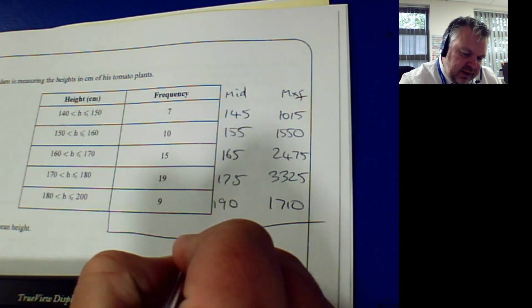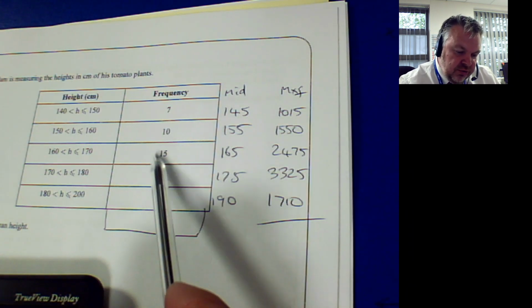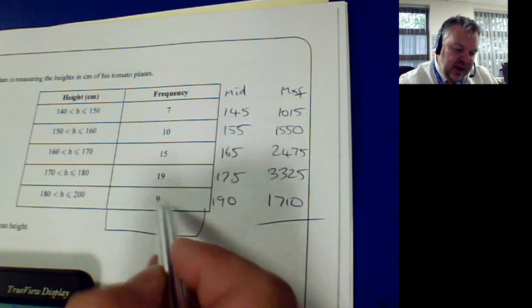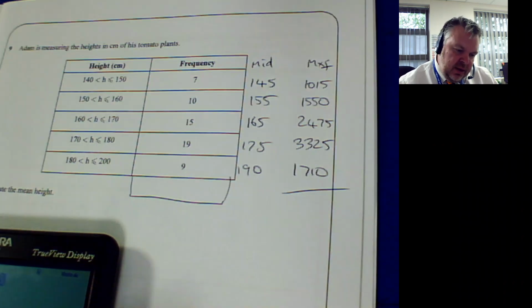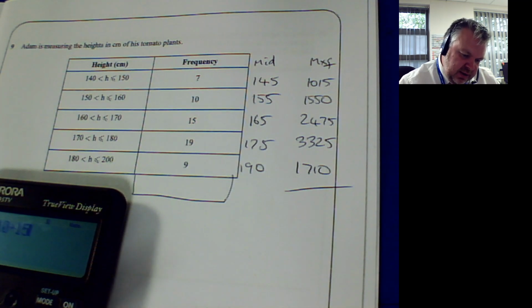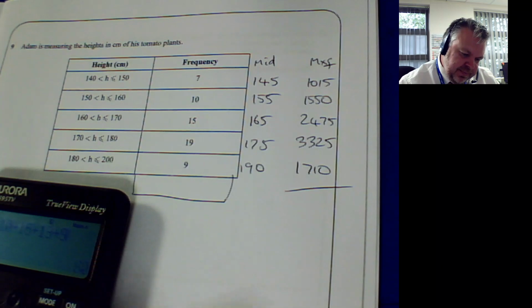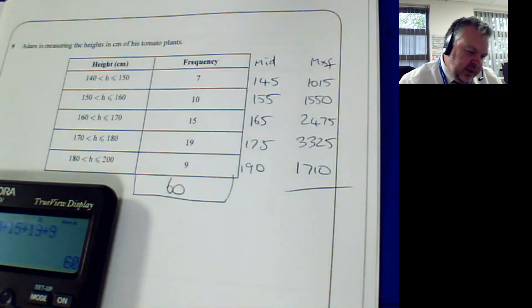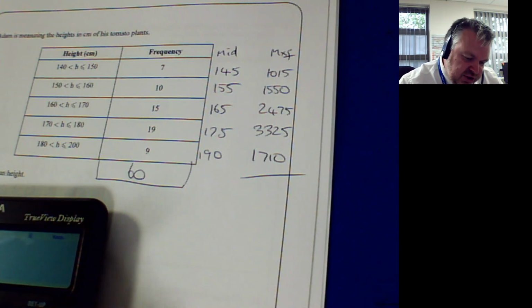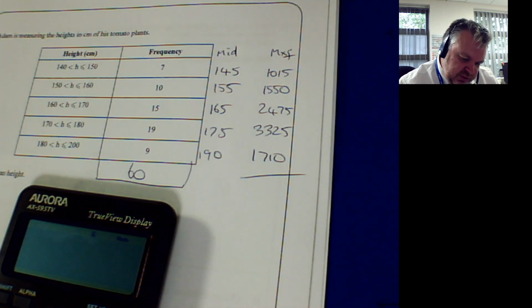The other thing I need to do is that there are not 1, 2, 3, 4, 5 I'm dividing by. This is a common mistake. I need to add up my total frequencies as well. So I might do that bit first. 7 plus 10 plus 15 plus 19 plus 9 is 60. So Adam's got 60 tomato plants. He really is cool. I'm very jealous of Adam and his tomatoes.